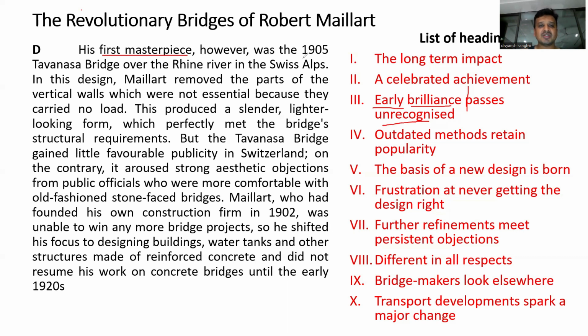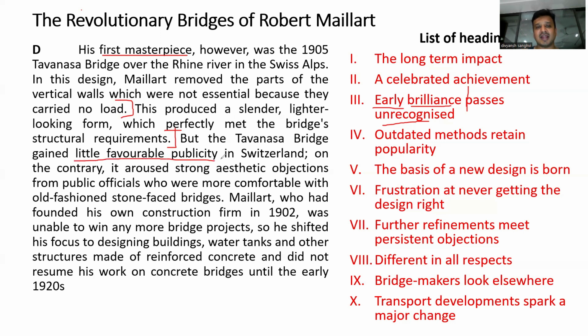His first masterpiece, however, was the 1905 Tavensa Bridge over the Rhine River in the Swiss Alps. In this design, Maillard removed the parts of the vertical walls which were not essential because they carried no load. So why was this a masterpiece? This produced a slender, lighter form which perfectly met. Again, a supporting sentence describing why this particular bridge was a brilliant work of Maillard's. But this particular bridge gained little publicity.